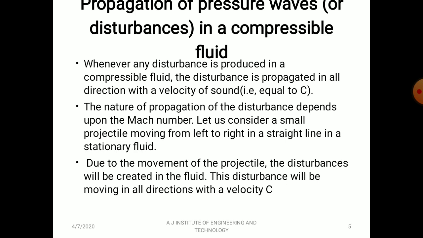I already defined Mach number, that is equal to V by C, the velocity of the flowing fluid to the velocity of the sound wave. Let us consider a small projectile moving from left to right in a straight line in a stationary fluid. Instead of a piston, we are going to consider here a projectile that is moving from left to right in a straight line. Due to the movement of the projectile in the fluid, a disturbance is created. This disturbance will be moving in all directions with a velocity of c. It is a 3-dimensional case, with the velocity of the sound wave.